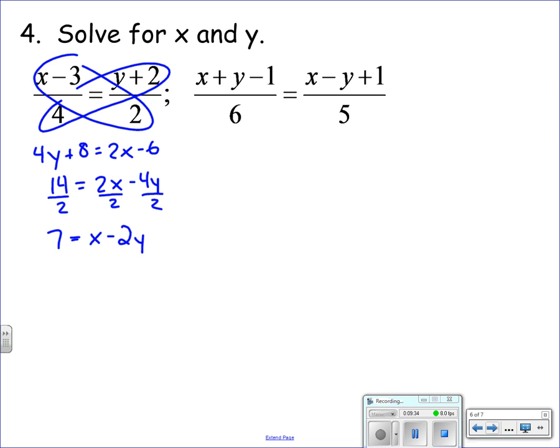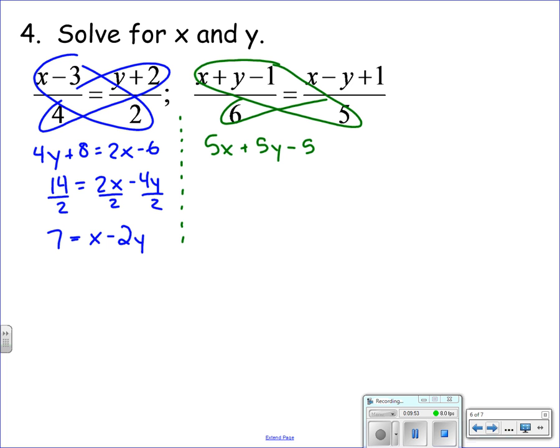Let's deal with the other one because I have an equation, I have two variables in there, I need another equation. So I'm going to cross multiply and I'm going to multiply by 5 to get rid of the fractions. So I get 5x plus 5y minus 5. Cross multiply the 6 over, I get 6x minus 6y plus 6.